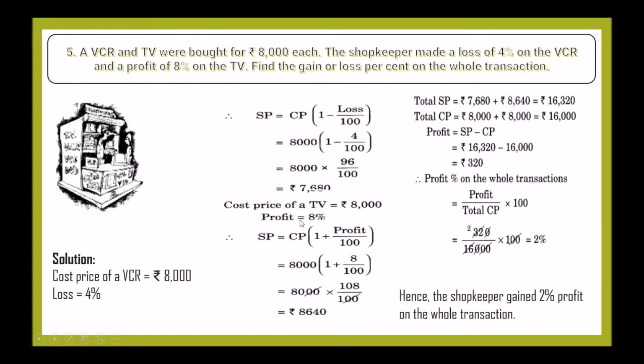Now the cost price of TV is 8,000, profit is 8%. So SP equals CP, that is 1 plus profit upon 100. So 8,000, 1 plus 8 upon 100, that is rupees 8,640. Total SP equals 7,680 plus 8,640, that is 16,320. Total CP equals 8,000 plus 8,000, that is 16,000. So profit equals SP minus CP, that is rupees 320. Profit percentage on whole transaction is profit upon total CP into 100. So 320 upon 16,000 into 100, that is 2%. Hence the shopkeeper gained 2% profit on the whole transaction.